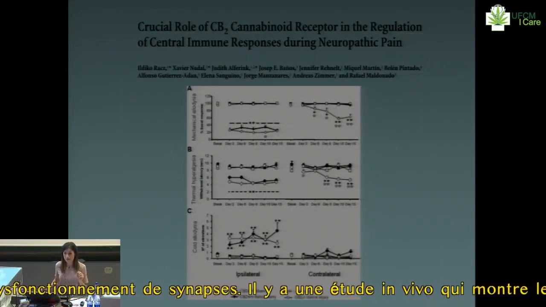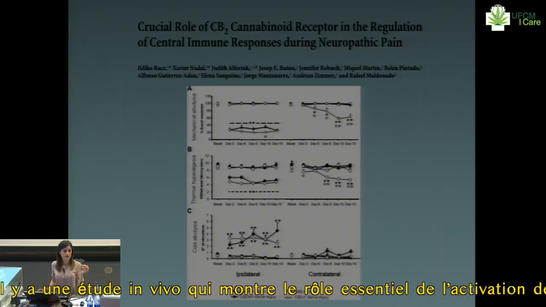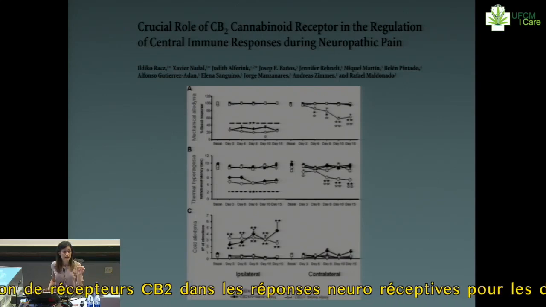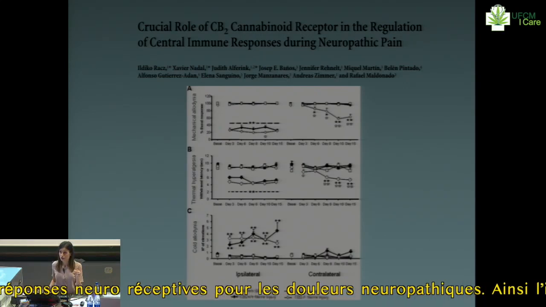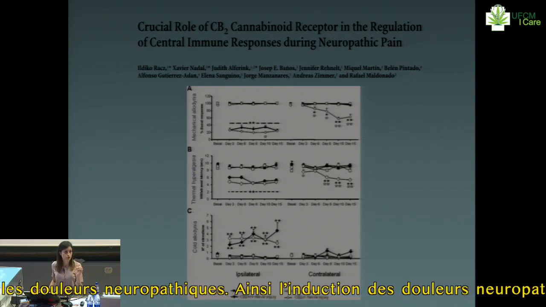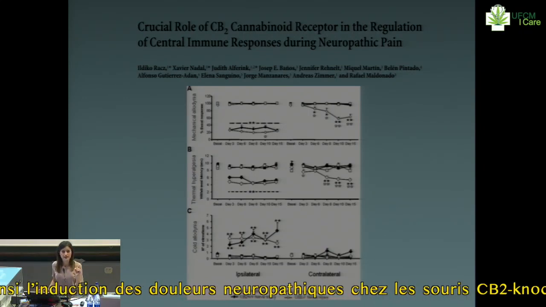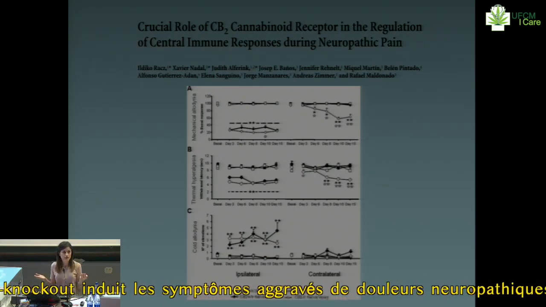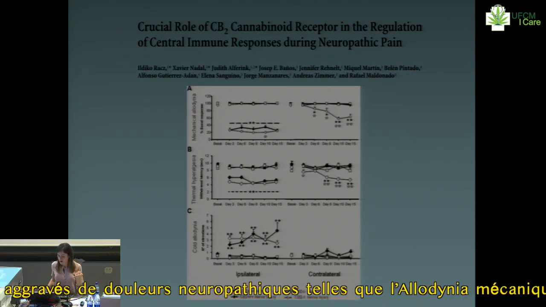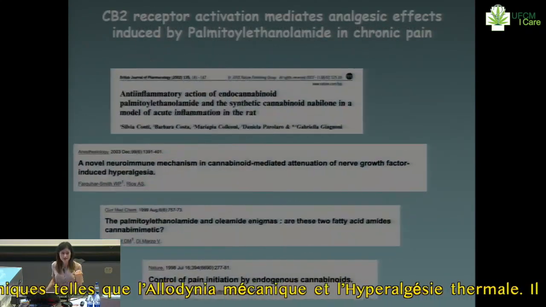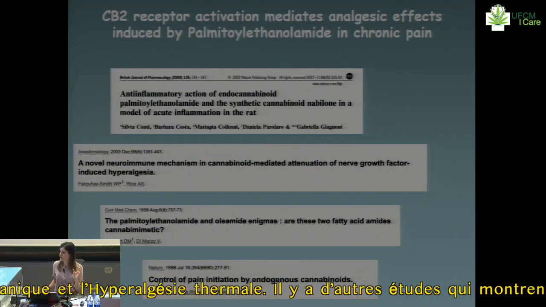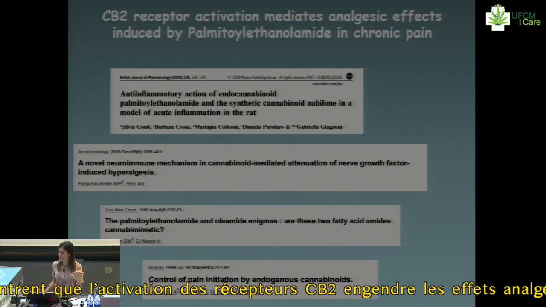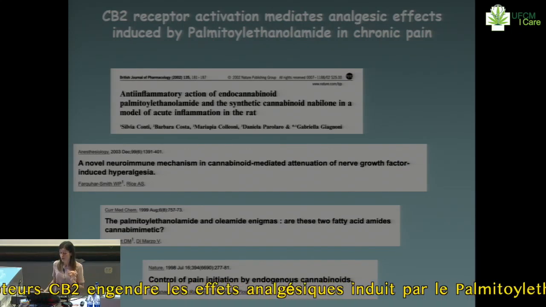There is an in vivo study that demonstrates the key role of CB2 receptor activation in nociceptive responses in neuropathic pain. Indeed, they show that the induction of neuropathic pain in CB2 knockout mice induces more severe symptoms of neuropathic pain, like mechanical allodynia and thermal hyperalgesia. And there are also other studies that demonstrate that the activation of the CB2 receptor mediates the analgesic effects of palmitoylethanolamide in chronic pain models.